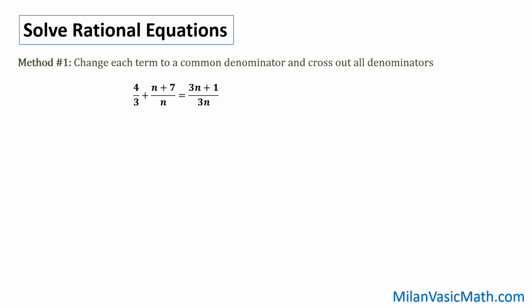Solving rational equations. Method 1. You can change each term to a common denominator and cross out all denominators because you understand that we're multiplying both sides by the denominator, of course. And let's do that with this case.